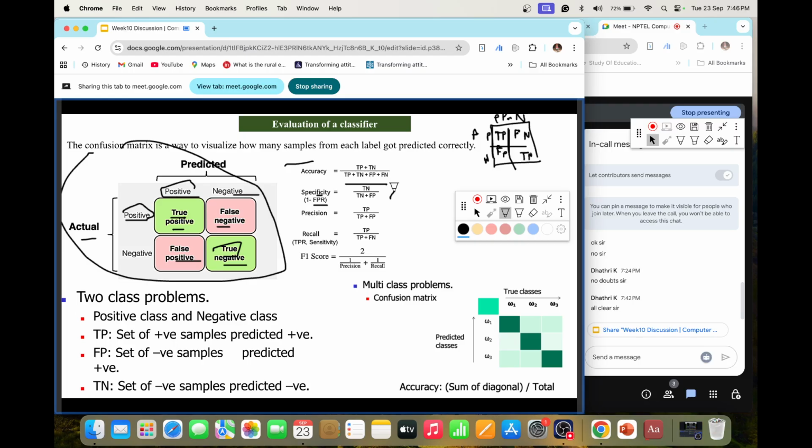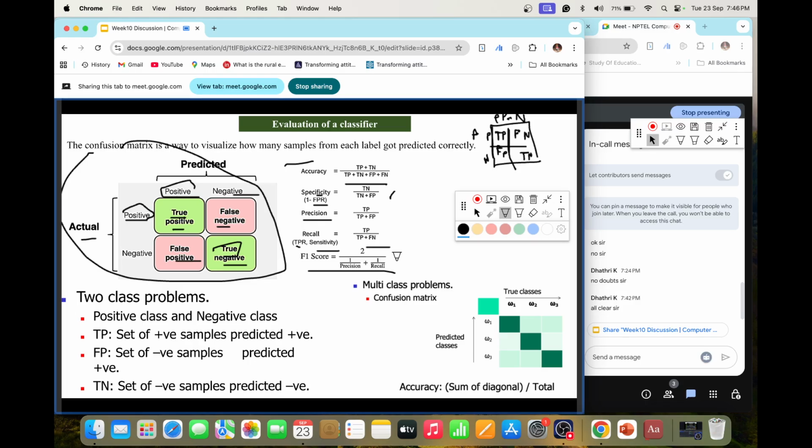Okay, so that is the specificity. Now you have this precision, that is very important: true positive divided by true positive plus false positive. Recall is true positive divided by true positive plus false negative. This recall is also known as the true positive rate or the sensitivity. And then we have this F1. If we have this precision and recall, the F1 score is the harmonic mean of precision and recall, that is 2 divided by 1 by precision plus 1 by recall.